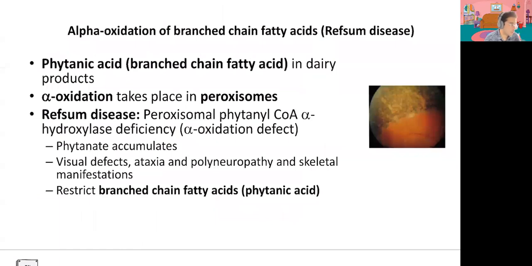Now, a defect in alpha oxidation of branched chain fatty acids is Refsum's disease. This was something that a lot of people ignored, but the buzzword for this is phytanic acid, in dairy products. That's the thing we need to keep in mind, okay?